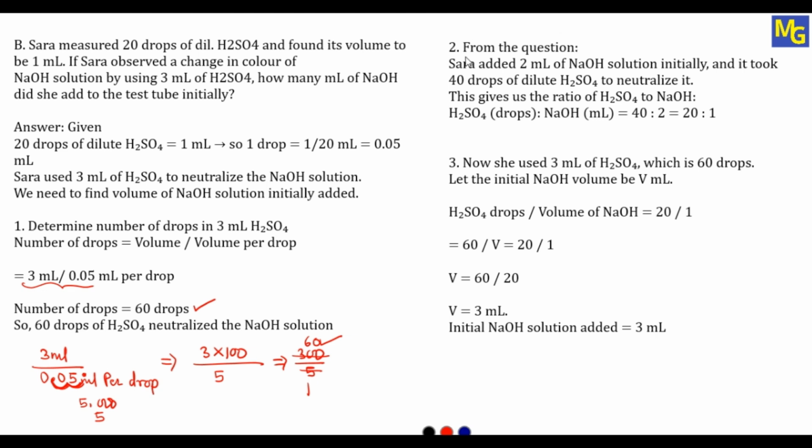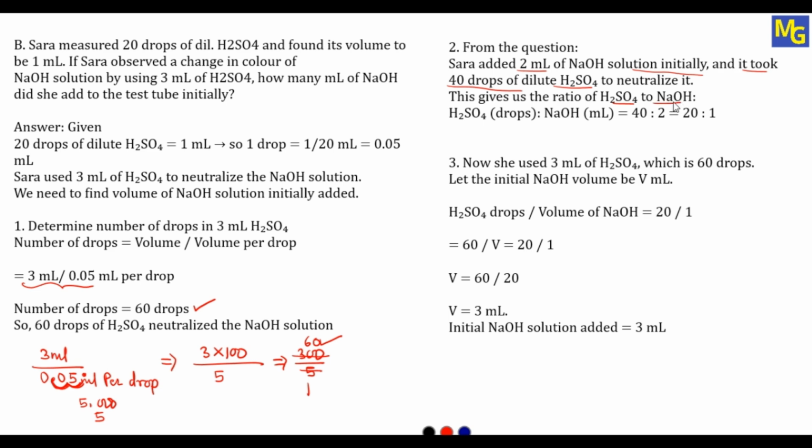So see the second step from the question. Now see what is the question. Sara added 2 ml of NaOH solution initially, and it took 40 drops of dilute H2SO4 to neutralize that. This gives us a ratio of H2SO4 to NaOH.